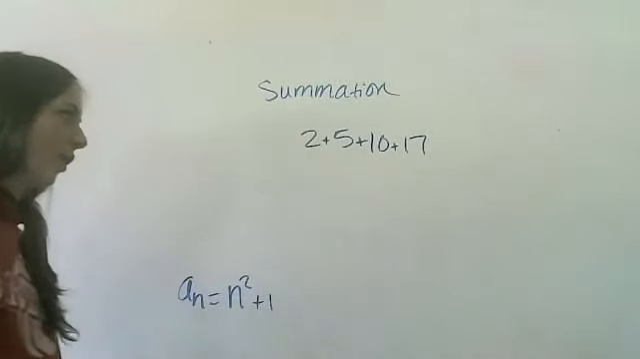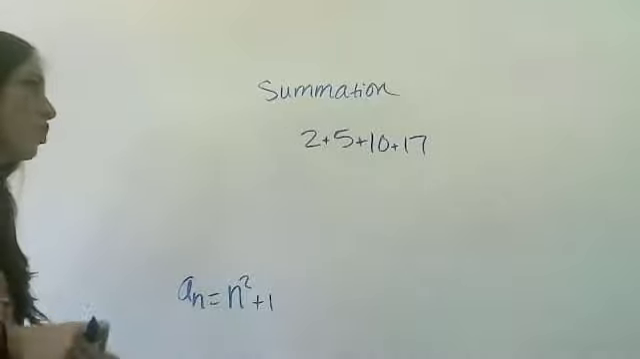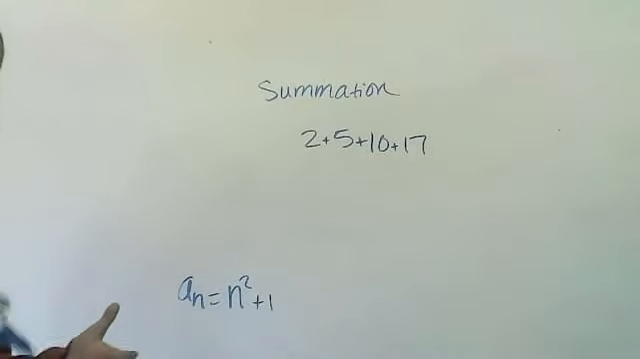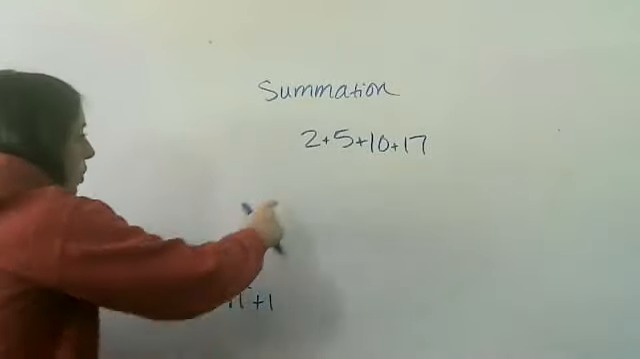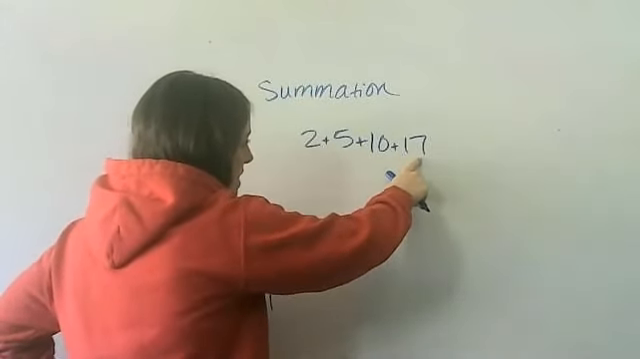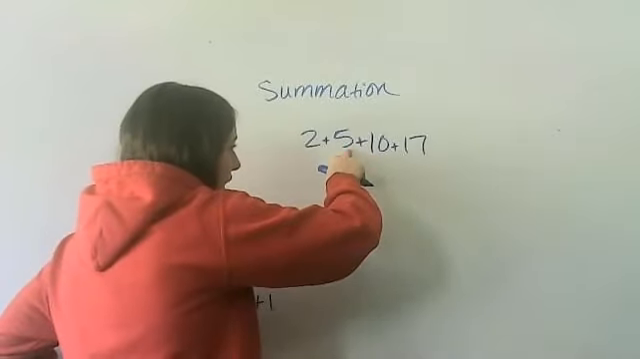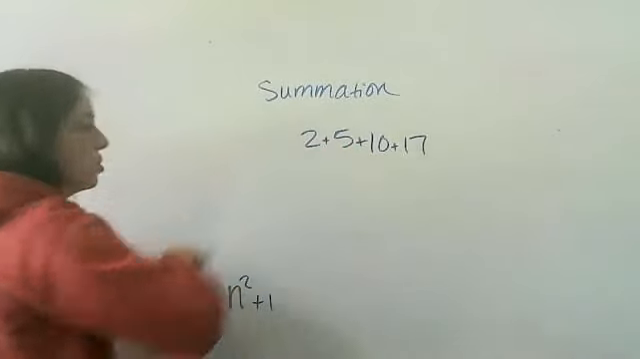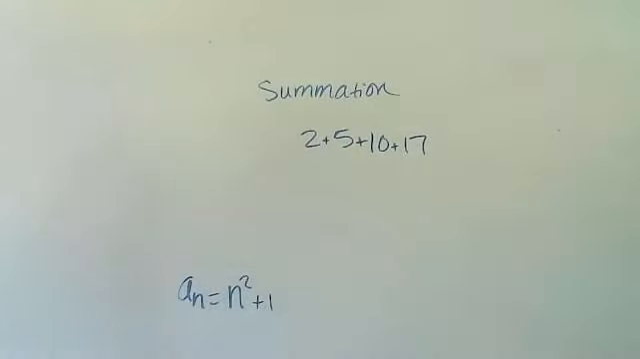So what's cool here is I can actually find its sum. It would be super easy for me to say, well, let's see, 10 plus 17 is 27, plus 5 is 32, plus 2 is 34. And I could say, yay, that's the sum of this entire sequence and series.